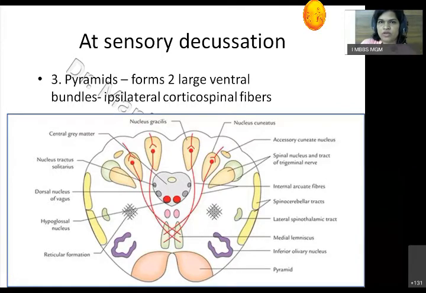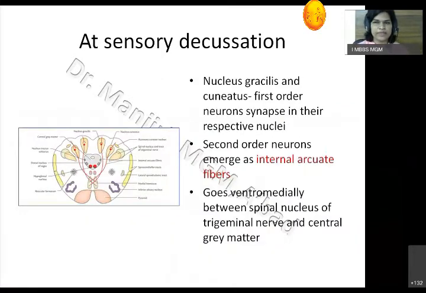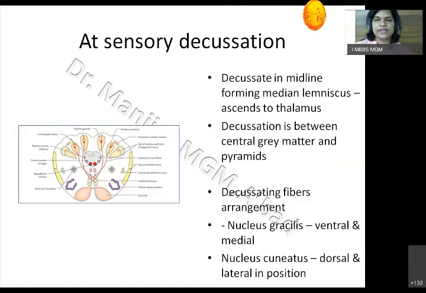Okay, now let's see in a little bit more detail. So I told you that first order neurons synapse in respective nuclei. From there, second order neurons start, that is internal arcuate fibers. They go between the central gray matter and the spinal nucleus, and now they decussate in the midline to form the medial lemniscus. The sensory tract second order neurons go to the thalamus. So after decussation, it is between the central gray matter and the pyramids.